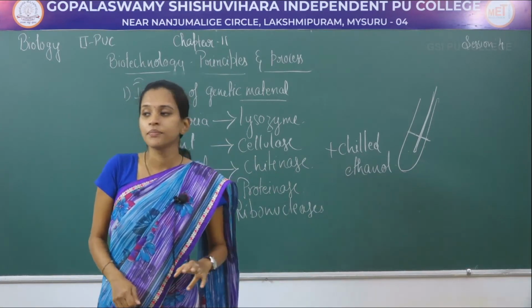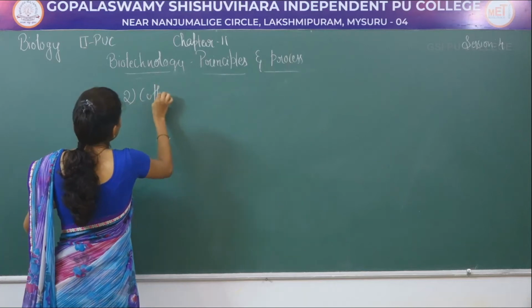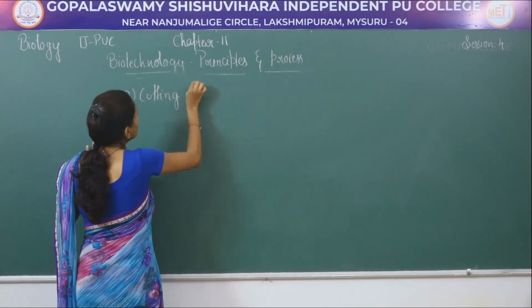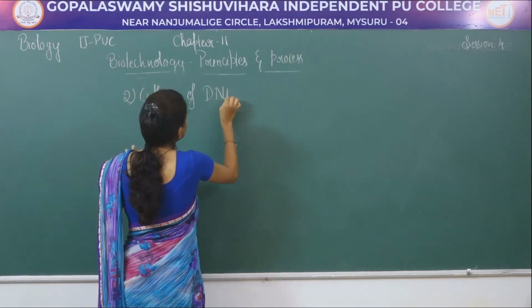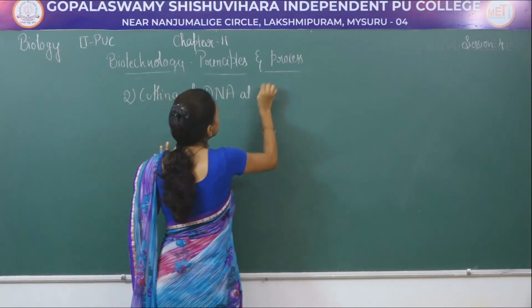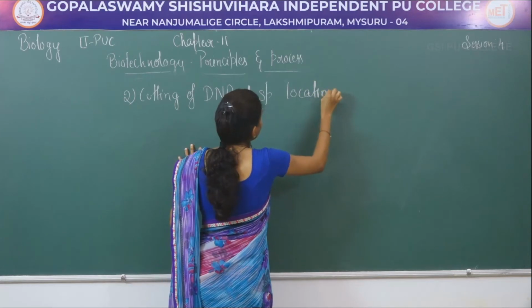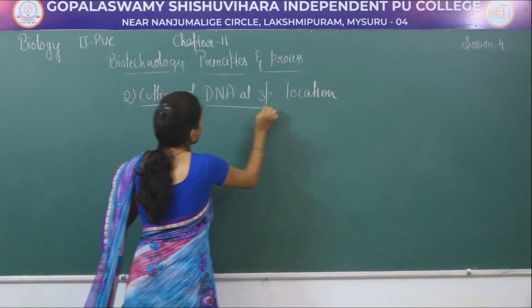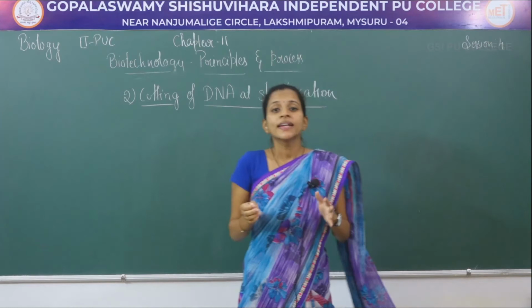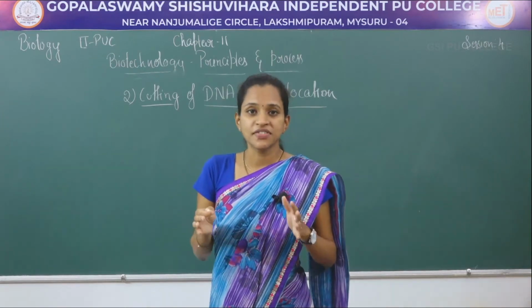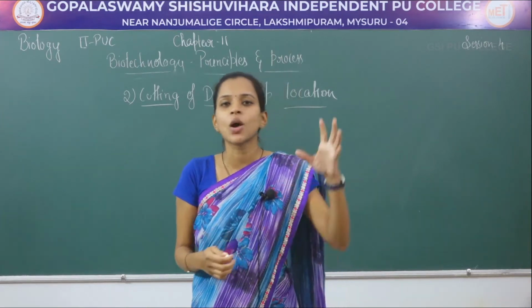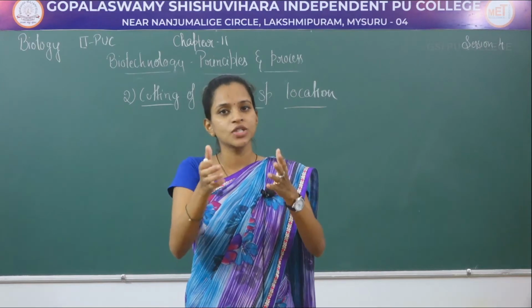Second step will be, next is cutting of DNA at specific locations. When it comes to cutting of DNA at specific locations, what happens is, now we have obtained a DNA which is in its pure form.